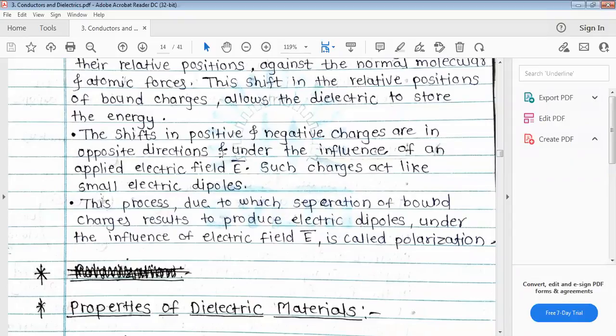So when we are giving supply, what happens? The position of the charges gets changed. There is a shifting of the positive and negative charges in opposite directions, and at that time we are applying the electric field, and only then does their position get changed. So such charges act like small electric dipoles.